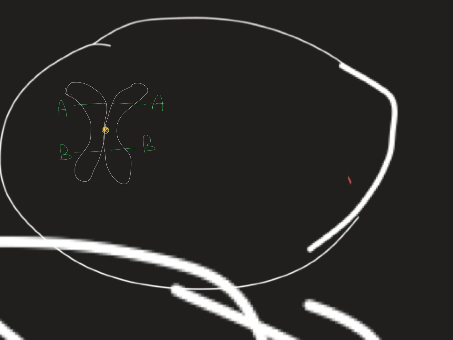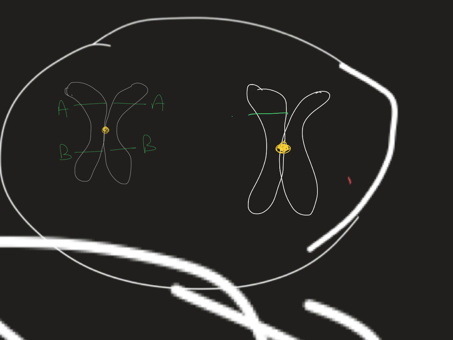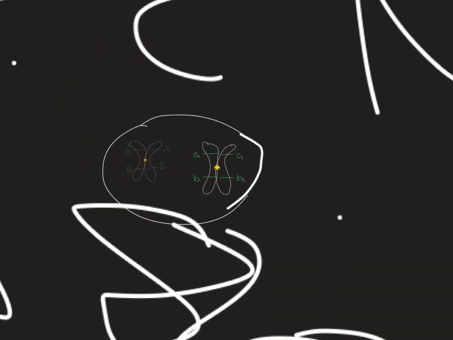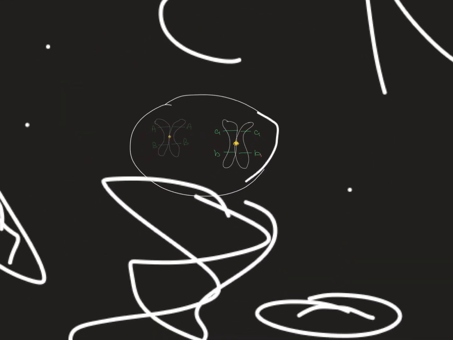Then again, because they're compacted, they're not unwound the way we had it drawn previously. This chromosome from the other parent is also doubled. It also has a centromere connecting it, keeping it together. And these are also identical, but they're identical to each other. So they're little a, little b. So that is what's going on in S phase. You're just copying it. That's it.